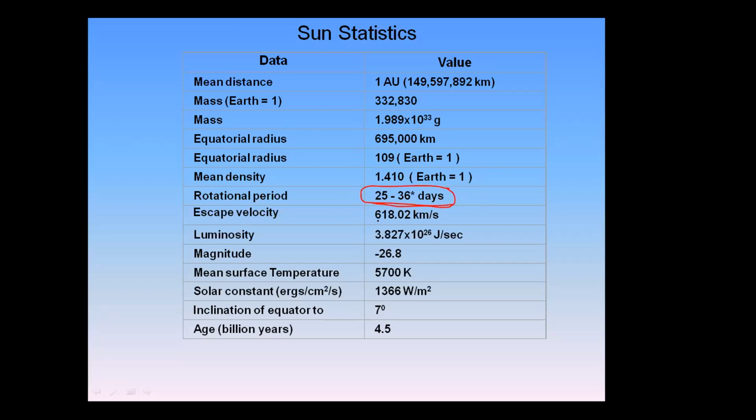Escape velocity, it is a huge object, so it's very high, 618 kilometers per second. But this is the Sun system. Do you know what the value is for the Earth system? It's 11 kilometers per second, right? It's around 11 kilometers here, 618 kilometers per second.